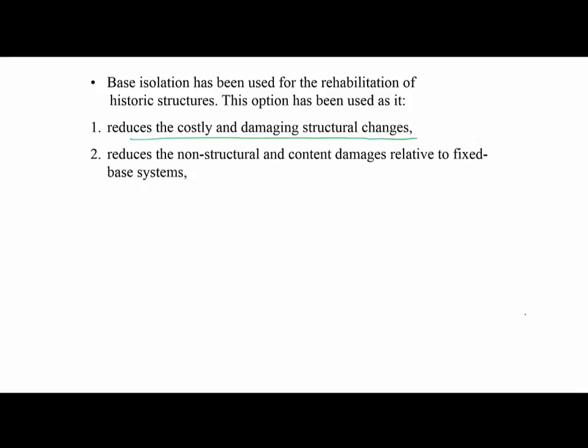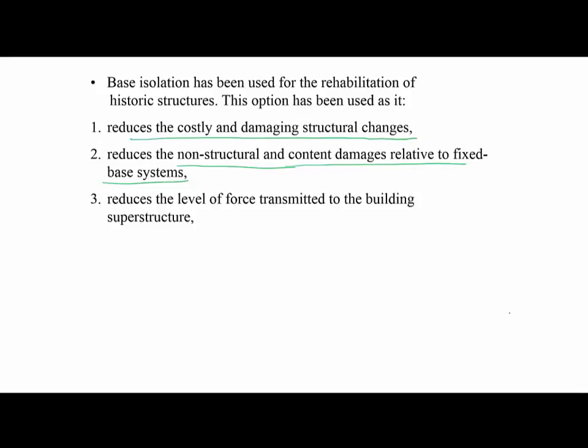It also reduces the non-structural and content damage relative to the fixed system, and the reason is that when you have a base isolation system, the building is not going to move much. Therefore, the content of the building is not going to get damaged, especially if you have a museum or a building whose content is very valuable. A base isolation system can be a viable option.